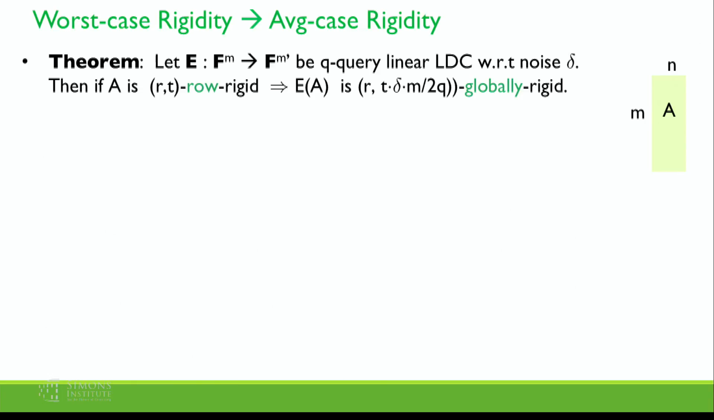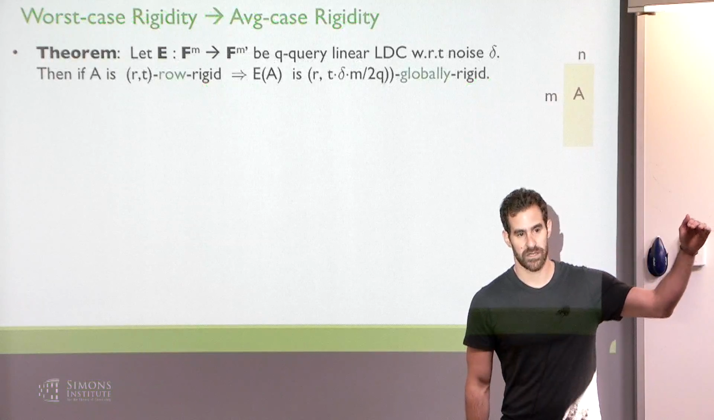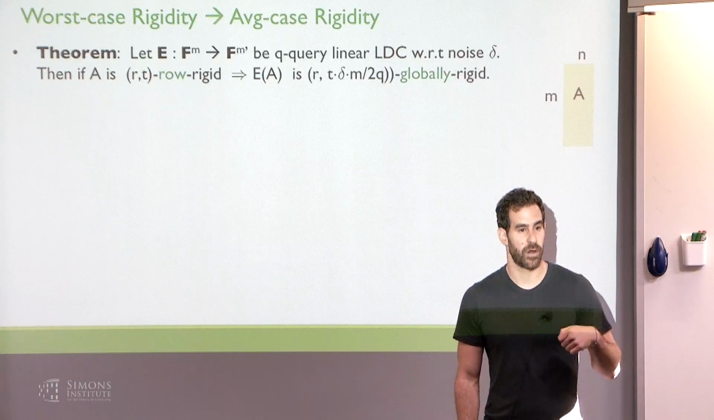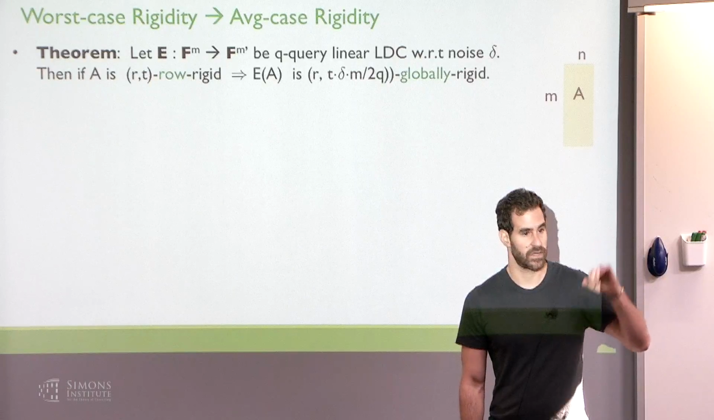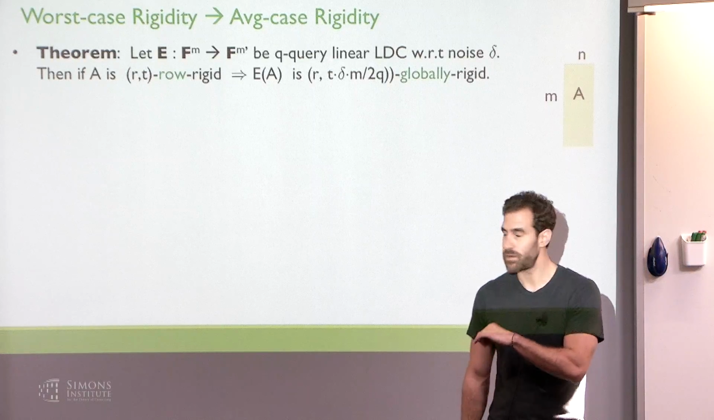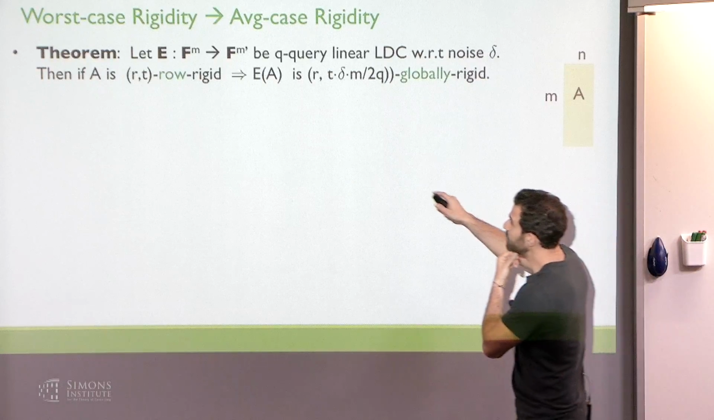So what is it? For the non-experts, what is an LDC? An LDC is just an error correcting code with the extra feature that every coordinate in the original message can be retrieved with high probability by reading only Q coordinates of the codeword. Right? So what we show is the following.